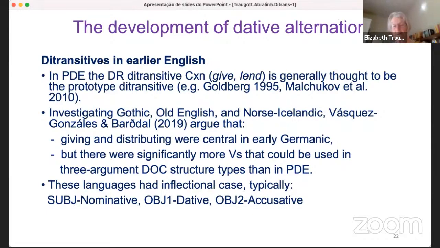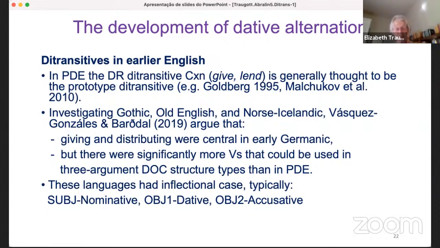When you think about modern English and you think about the ditransitive, you probably think first about give and lend. It is thought to be the prototype ditransitive, not only by Goldberg in 1995, but Markutzoff and many others in 2010. But when you look historically, you see a somewhat different picture. Investigating Gothic, Old English, and Norse Icelandic, Vasquez, Gonzalez, and Brathdal argue that giving and distributing were central, but not nearly as central to the ditransitive construction as they are in modern English.